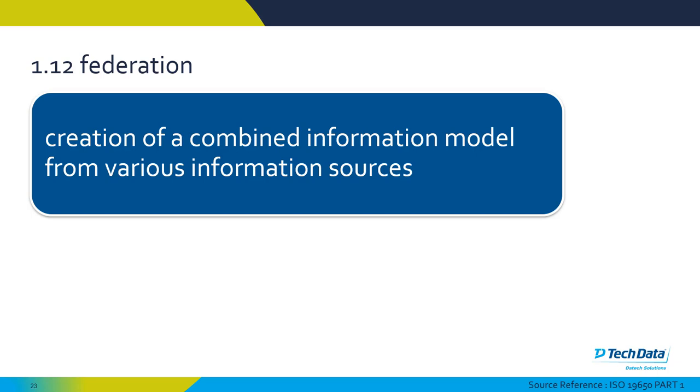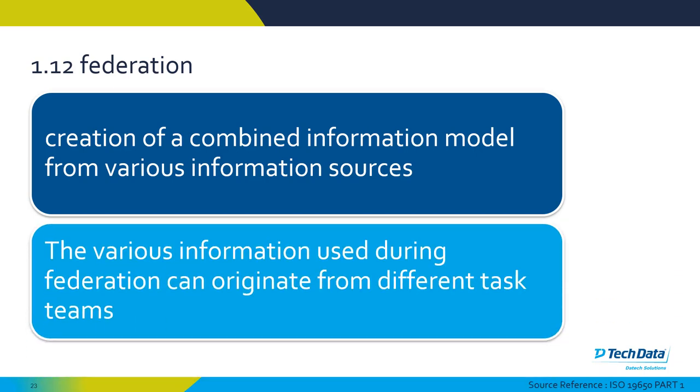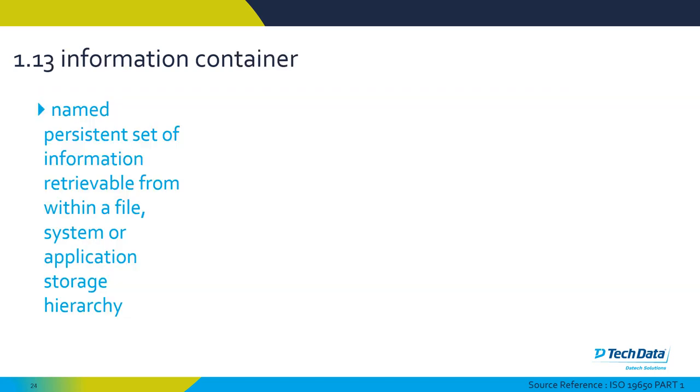Federation is the creation of a combined information model from various information sources. As it says, this is pulling together various information from different appointed parties or different consultants on the project, and federating their information. So even bringing together the architectural model and the structural engineering Revit model, for example, is known as federation. And the various information used during federation can come from different task teams, so an engineering team, architectural team, or civils team as well.